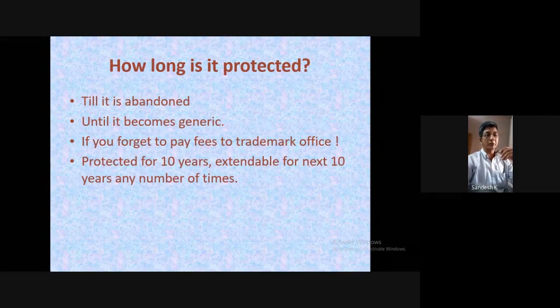Any toothpaste you call a Colgate. So Colgate similarly loses its trademark and becomes generic. This is how it gets no protection. Also, fees have to be paid to the trademark office if it is registered, every 10 years, and it can be renewed any number of times. Go on registering every 10 years.